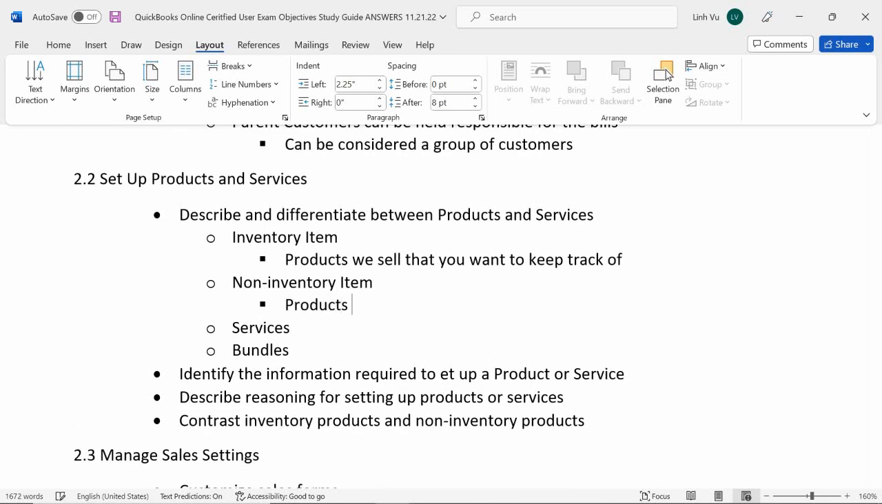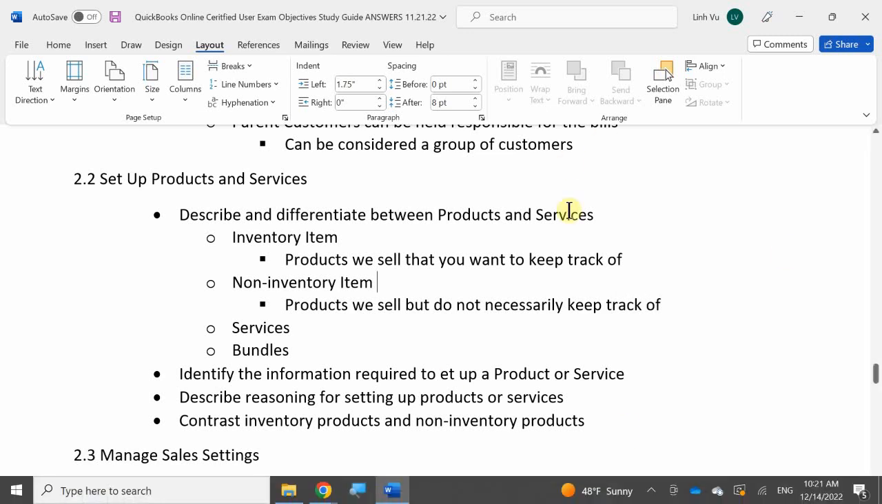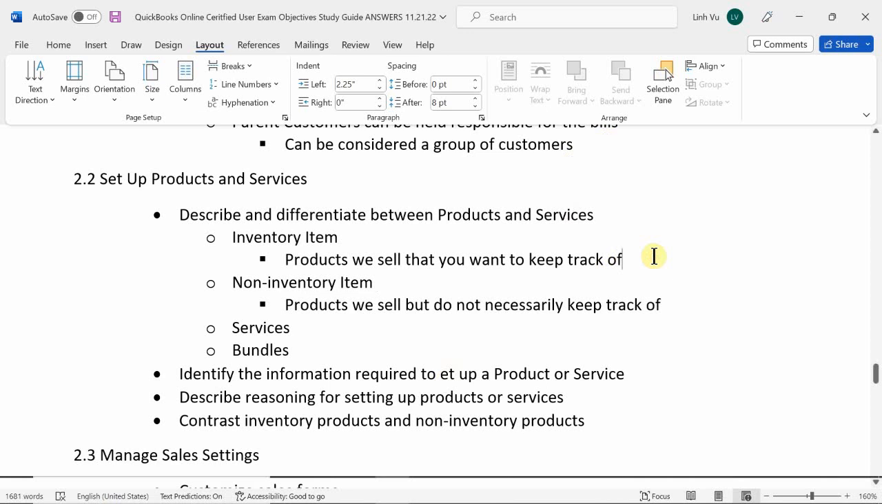Products we sell but do not necessarily keep track of. Okay? Keep track of in terms of quantity on hand. So make sure you are aware of that. Yes, you keep track of them through sales, but not quantity on hand.